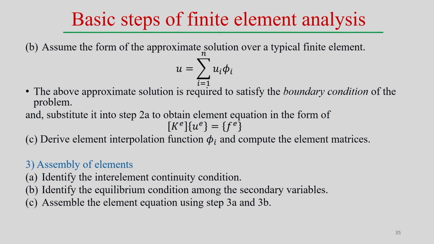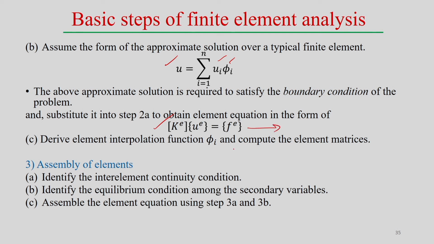Next, assume the form of the approximate solution of a typical finite element. The field variable can be displacement or temperature, and can be represented as the sum over i equal to 1 to n of u_i phi_i. Here phi_i is some sort of shape function and u_i is the nodal value of this variable. This approximate solution is required to satisfy the boundary conditions of the problem, and we substitute it into step 2a to obtain the elemental equation. Once we substitute all these, we can form the elemental equation.